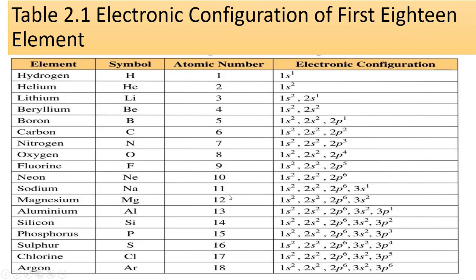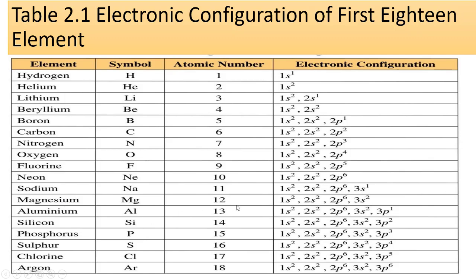Sodium, Na, atomic number 11. 1s2, 2s2, 2p6. Total 10 electrons हो गया, 1 is left. As the maximum capacity of p subshell is 6, तो इसमें 6 maximum electron आएंगे, and the remaining 1 electron will go into the next 3s subshell.